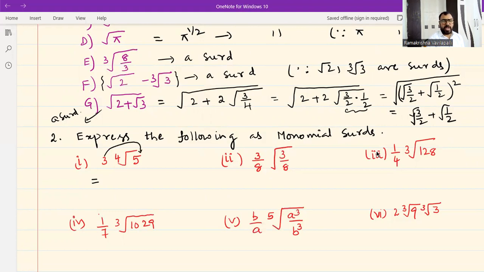So I can write this as 3 to the power of 4, whole power 1 by 4, and this is 5 to the power of 1 by 4. A power m into b power m equal to ab whole power m. So we can write this as 3 to the power of 4 into 5, whole to the power of 1 by 4.